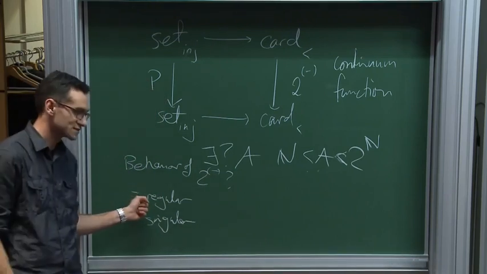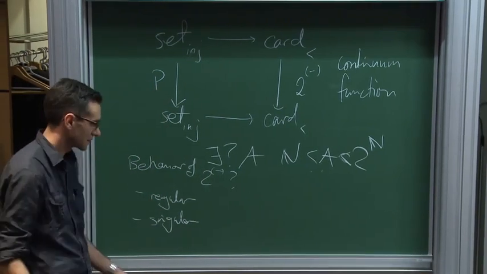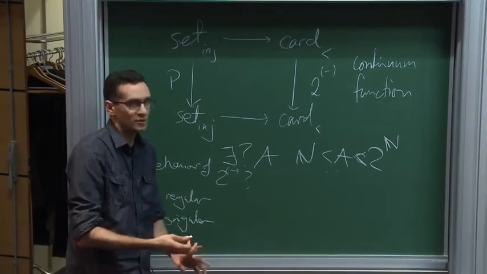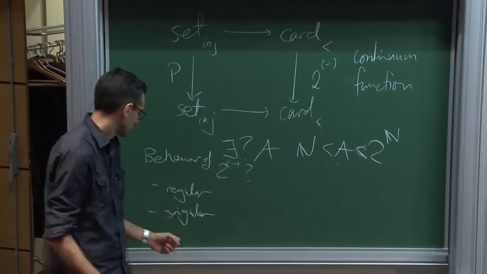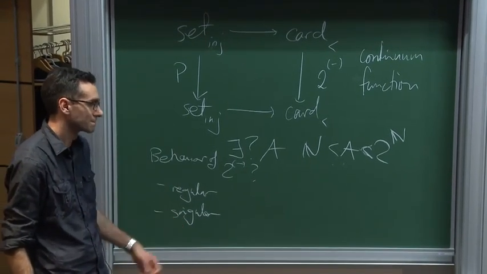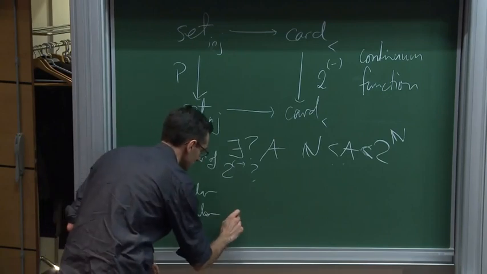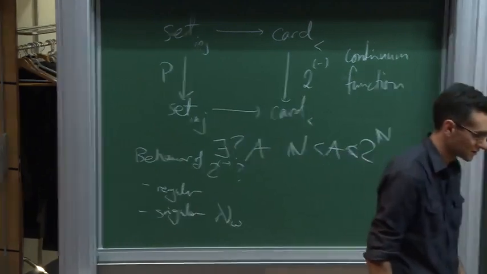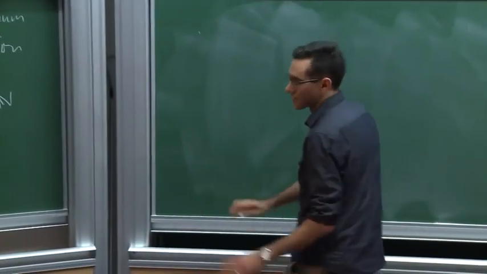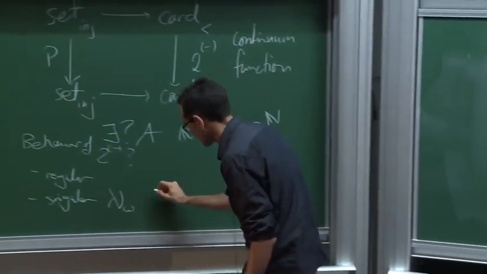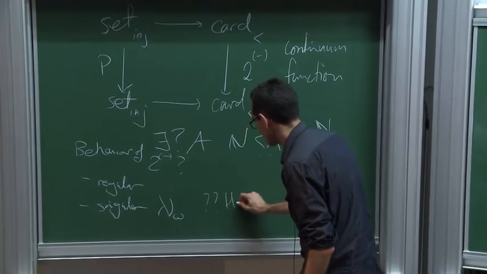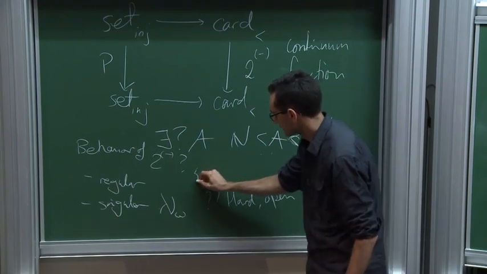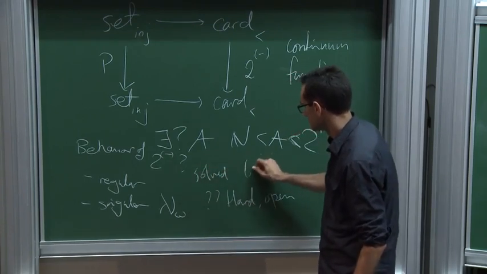The regulars are the nice ones. Like the natural numbers are regular, and assuming choice, things like the real numbers have a regular cardinality. Singular things are like Aleph sub omega, if that means anything to you. Singular cardinals are sort of weird. This is hard and open. This is solved by Easton.